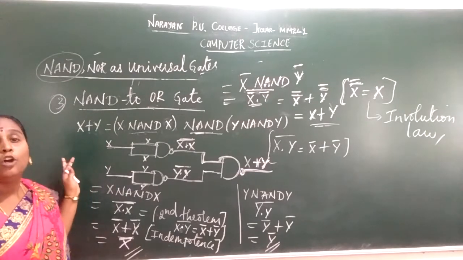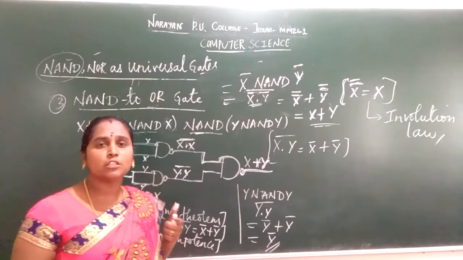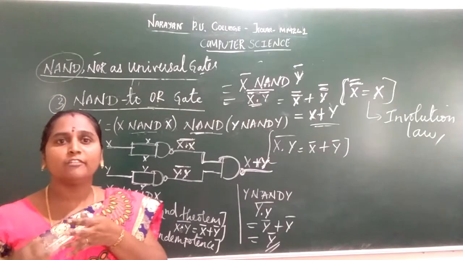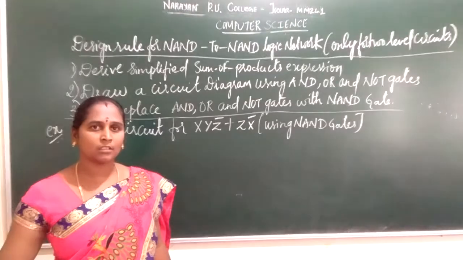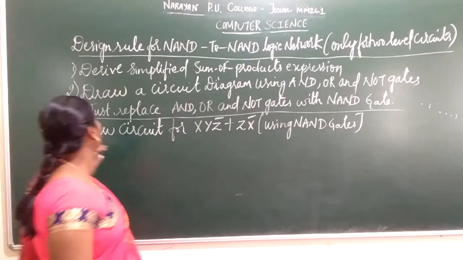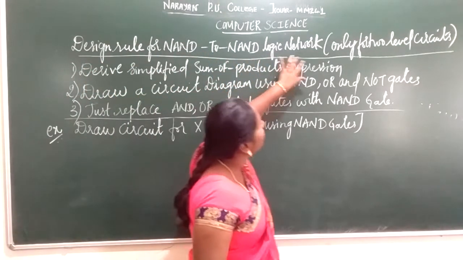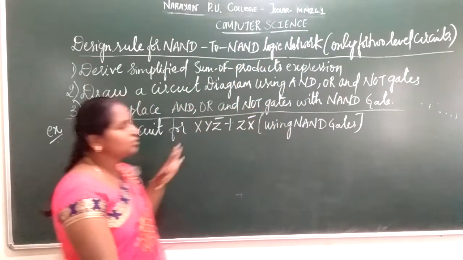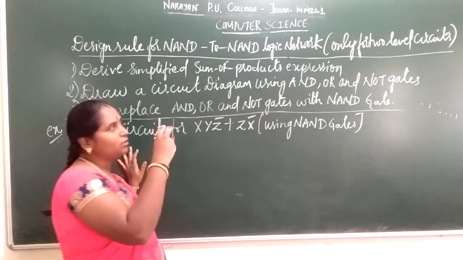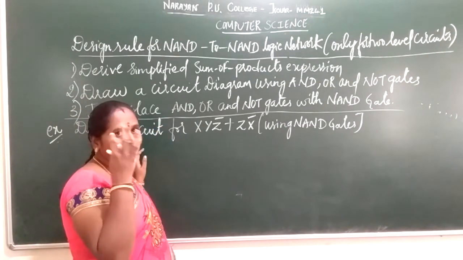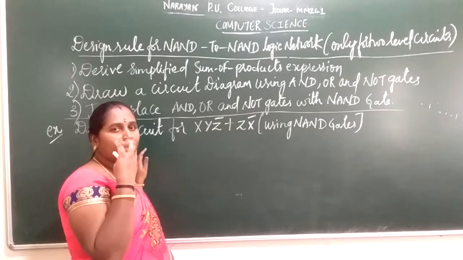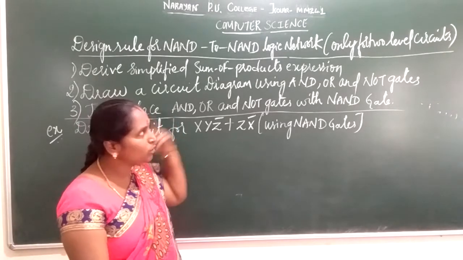Next we will see what are the rules to design a NAND to NAND gate with two level circuits. So the next topic is nothing but the design rule for a NAND to NAND logic gate. That is only two level circuits. What does two level circuit mean? You should not combine three circuits. I will explain in our example program how to combine two level circuits. Only two level circuits are used.